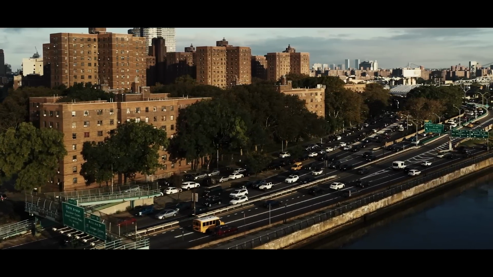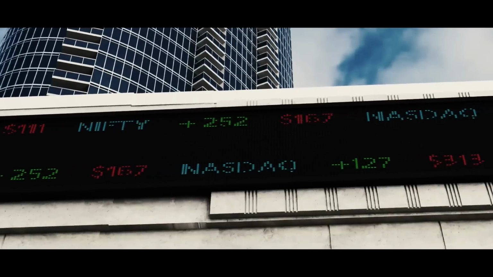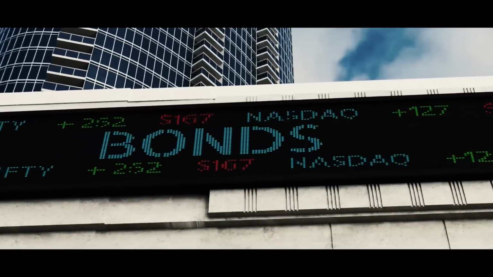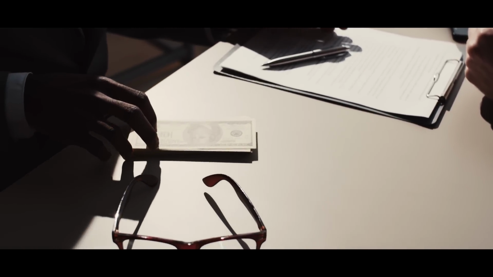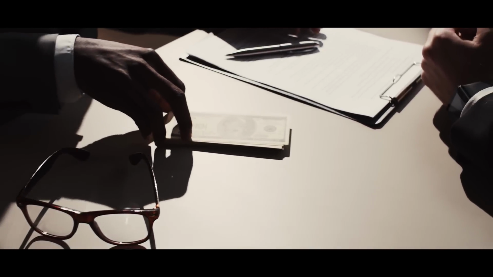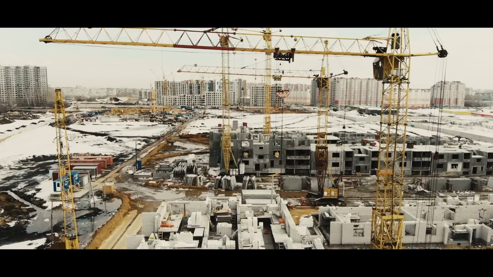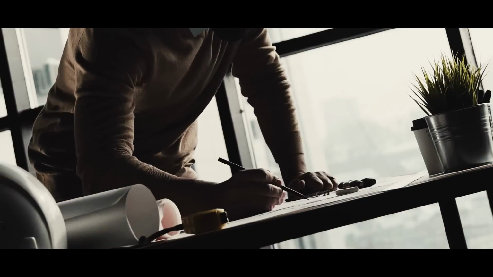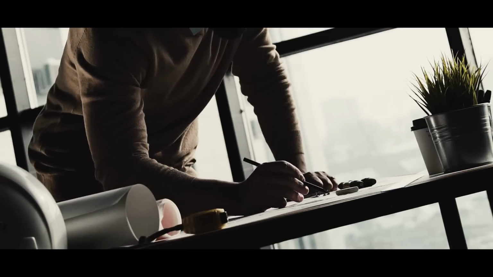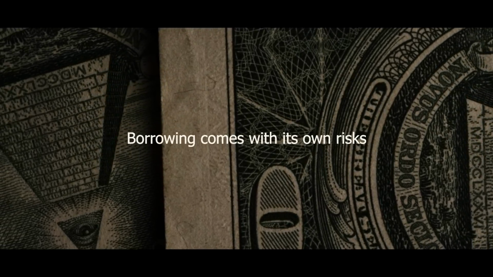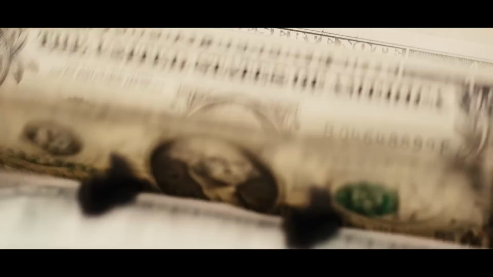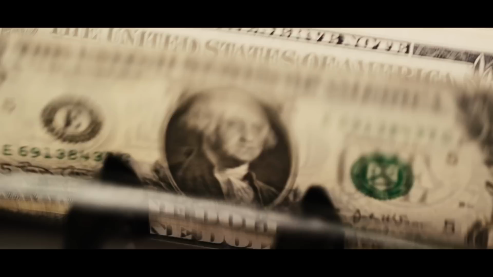Next, borrowing. Governments can borrow money by issuing bonds, which are essentially IOUs that promise to pay a certain amount of interest over a set period of time. Investors, such as individuals and institutions, buy these bonds and earn interest in return. Governments can use the money they borrow to fund projects or pay for expenses that they don't have the current revenue to cover. However, borrowing comes with its own risks, such as increasing the government's debt and interest payments.